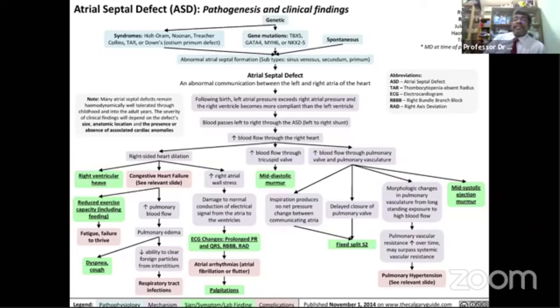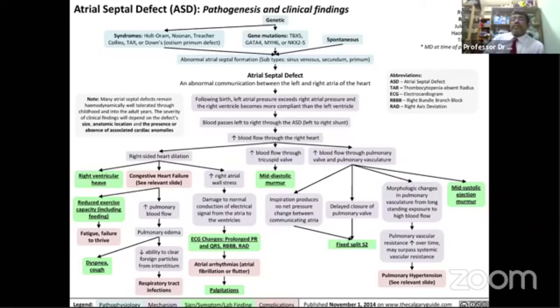In X-ray, what are the findings usually we get? In X-ray, we may get cardiomegaly. We may get the pulmonary conus full, or a bulging of the pulmonary conus, due to development of pulmonary hypertension. We may get the right pulmonary artery enlarged and comma-shaped. We may get these findings.